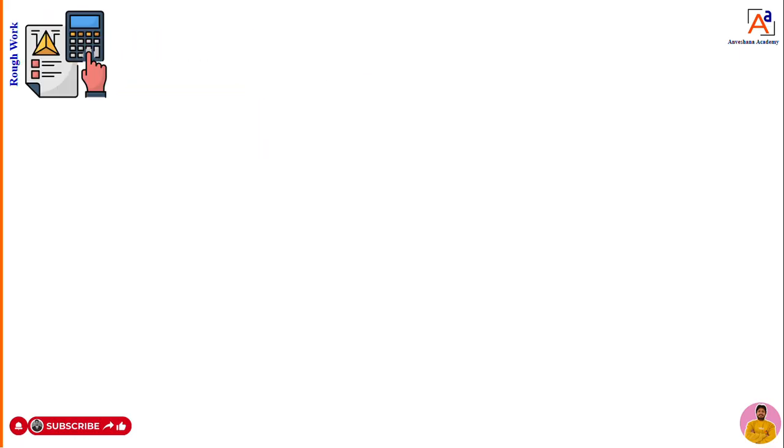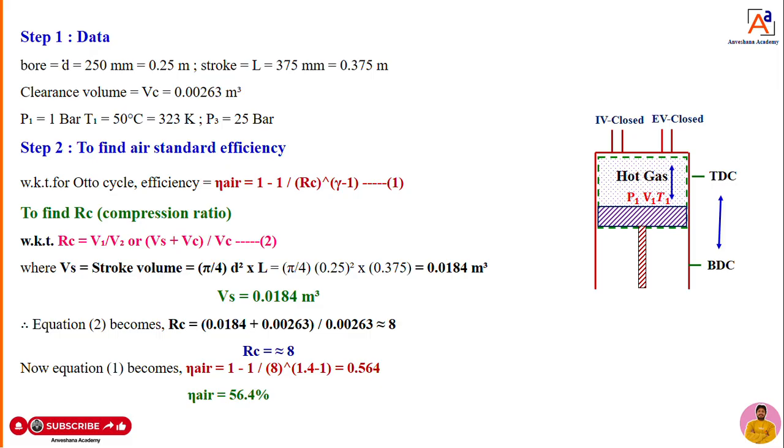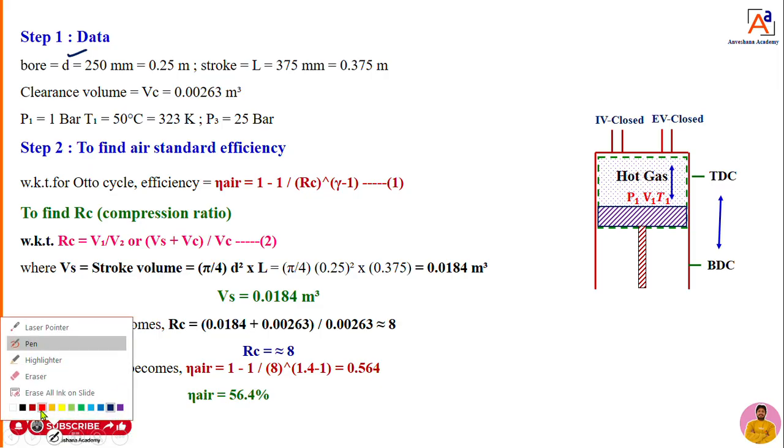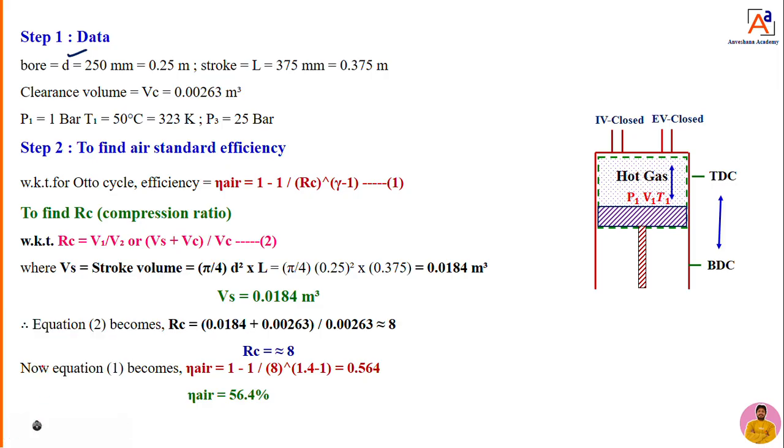So what is the first step now? You have to mark the given data. As I told, some authors use notations differently. They have taken small d here, nothing but the bore diameter. Some authors take capital D. It is better to take capital D, but here they have taken small d, it's okay. D is 250 mm, stroke is 375 mm, clearance volume is 0.00263 meter cube. Initial pressure 1 bar, temperature 50 degrees Celsius. Converted into Kelvin by adding 273, it becomes what?